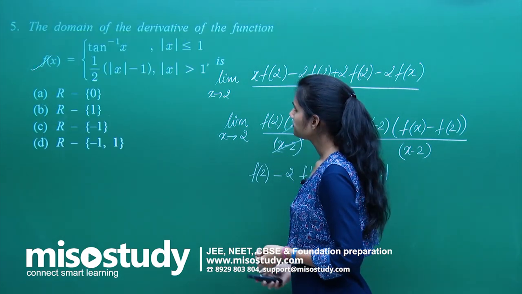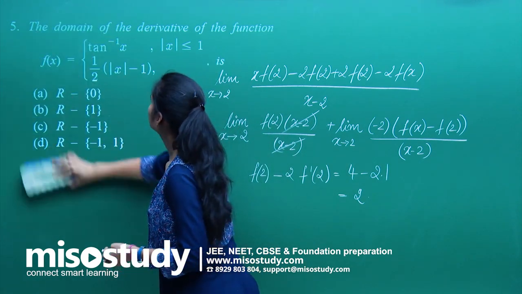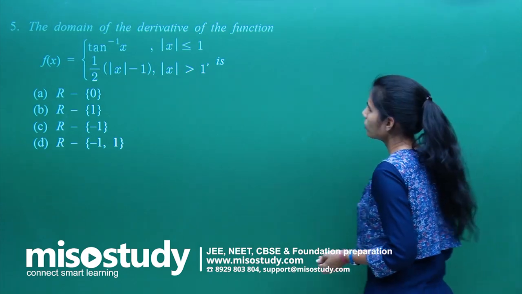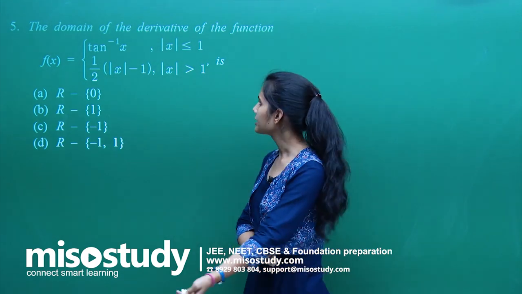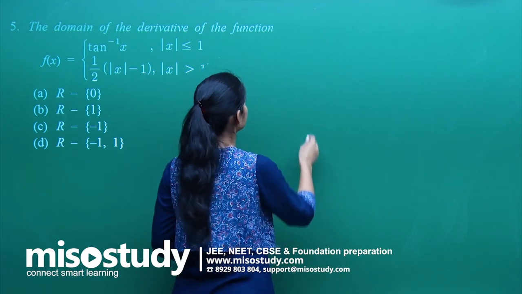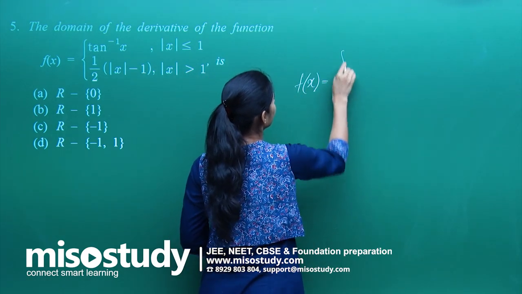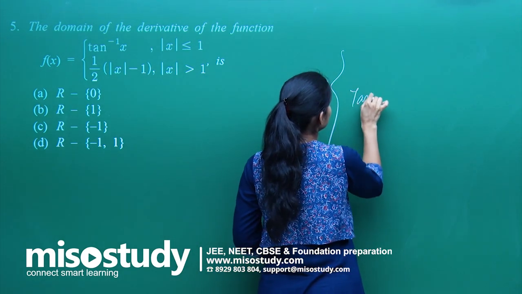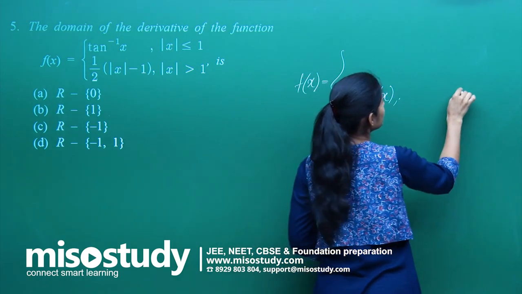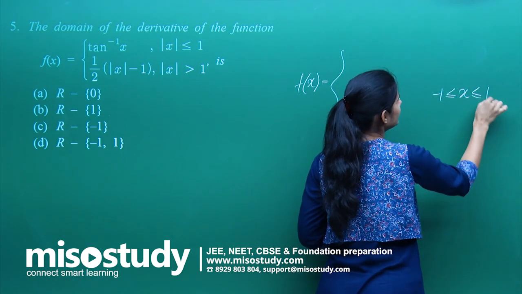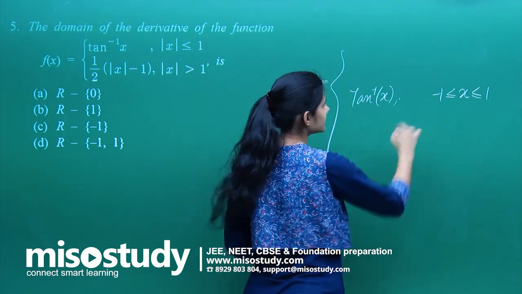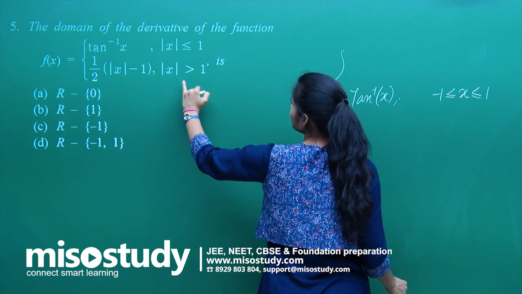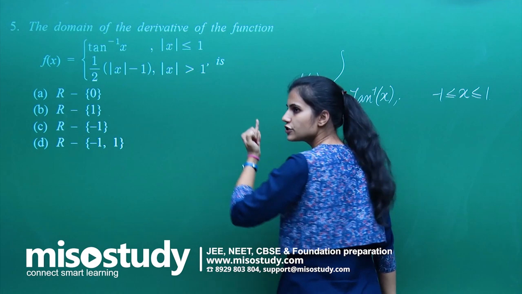Now, moving ahead, we are being asked the domain of the derivative of this function. So, let's understand the function first. There are mod signs involved, and therefore, we need to open the brackets up. So, you have f of x equals what? Tan inverse x when mod x is less than or equal to 1, which means when x is lying between minus 1 and 1. Only then mod x is less than or equal to 1. Then when mod x is greater than 1, that means x is strictly less than minus 1 or x is strictly greater than 1.